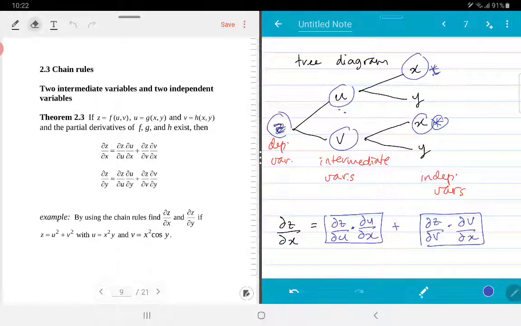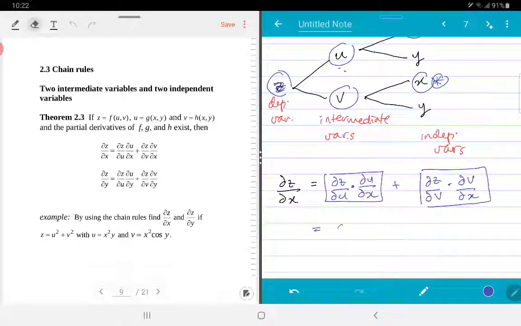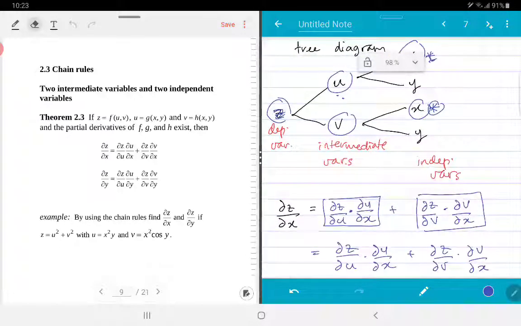Okay, this one doesn't look like a v, so let me rewrite that. So this is partial v. Okay, so we have two terms. Well, you don't have to write the boxes there. The reason I'm writing the boxes is to show you that we have two terms. So you don't have to memorize the formula here. You just get the formula from the tree diagram.